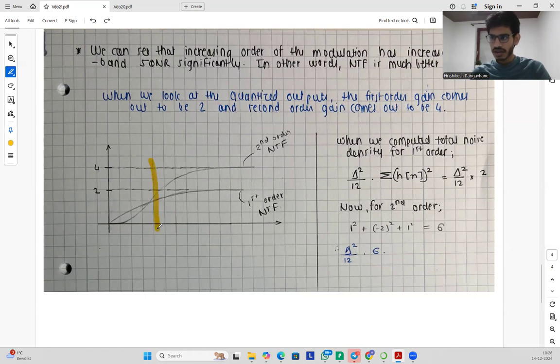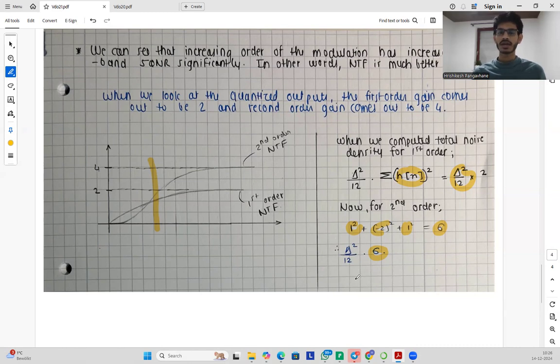When we compute the total noise density, not just the in-band noise, which is 0 to pi by OSR, but the total noise, in the first order case it came out to be delta square by 12 times 2, because h of n was 1, 1 squared, which is 2. But now for second order, we have 1, minus 2, and 1. The sum of squares of those comes out to be 6. And then this gives us delta square by 12 times 6. So previously the noise was doubled, but now the noise is even larger.